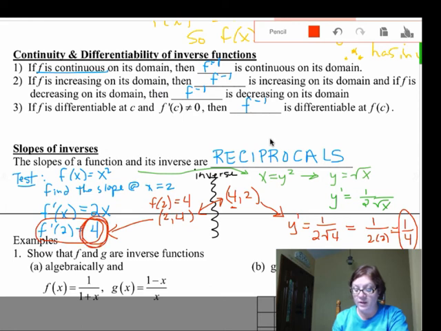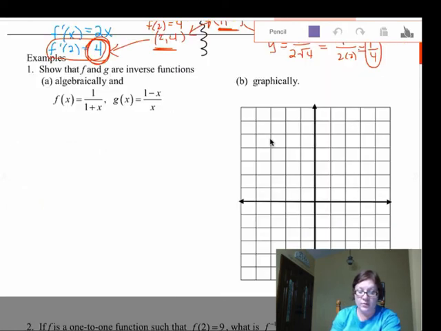And oh, by golly, those two slopes are reciprocals of each other. So at the mirror points, 2, 4 and 4, 2, their slopes are reciprocals. That's an important point. You're definitely going to see that question on the AP test.